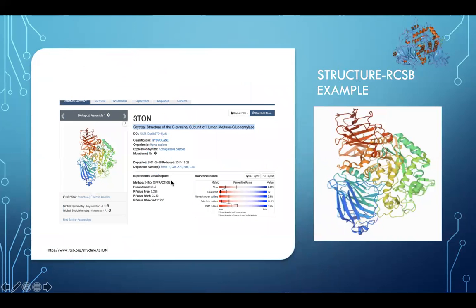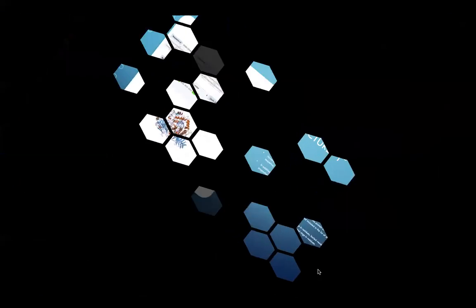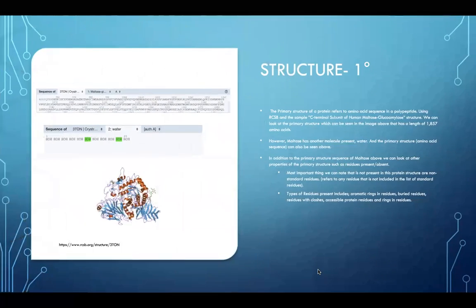Using RCSB, I looked at a C-terminal subunit of human maltase glucoamylase, which on the right you can see a blown up photo of that structure. Now we're going to take it further and look at the primary structure of this enzyme. The primary structure of a protein refers to the amino acid sequence in a polypeptide.